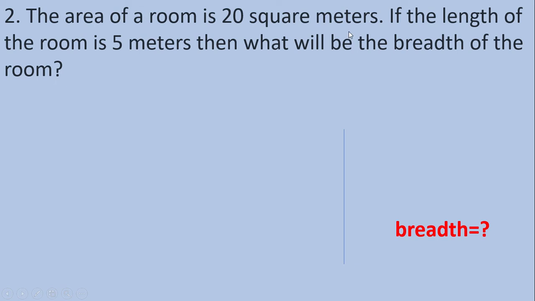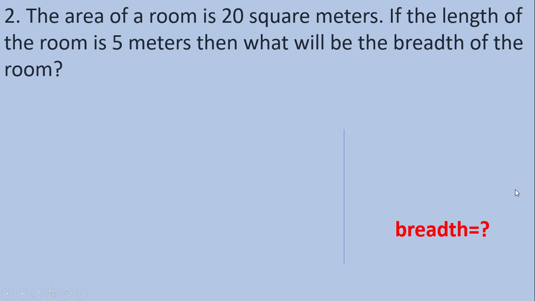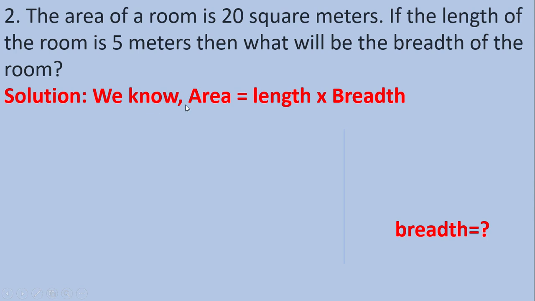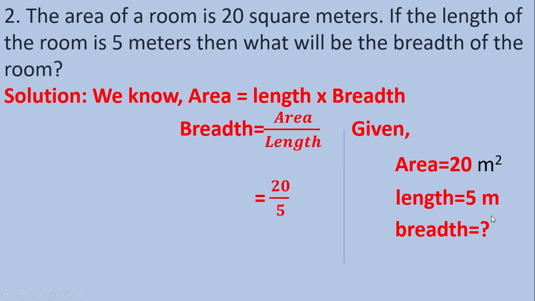The area of a room is 20 square meters. If the length of the room is 5 meter, then what will be the breadth of the room? That means you have to find out breadth. The formula is area equals length into breadth, so if you want to find breadth, the formula will be breadth equals area by length. Given area equals 20 square meter, and length of the room is 5 meter. So 20 by 5 equals 4 meter. So the breadth of the room is 4 meter.